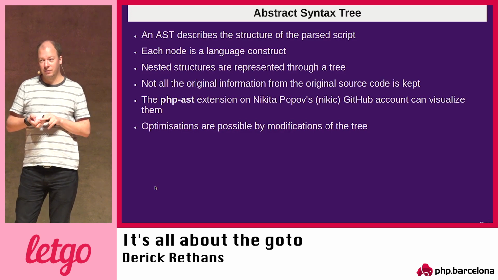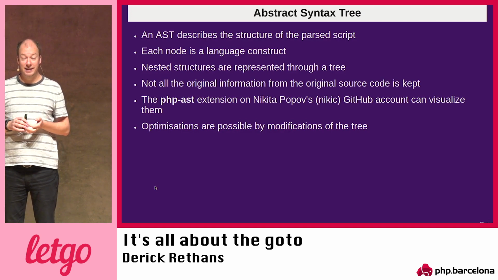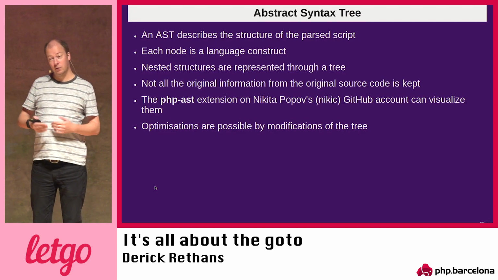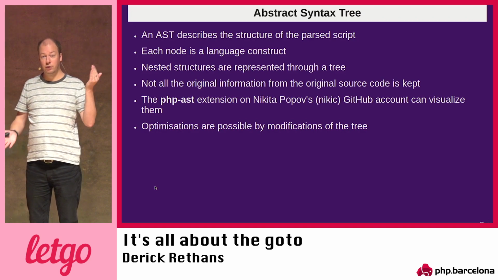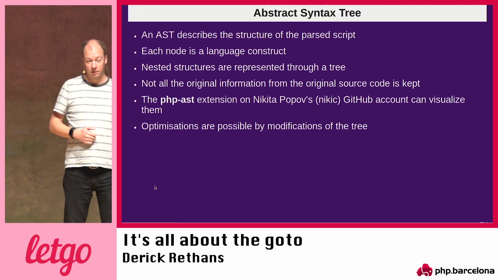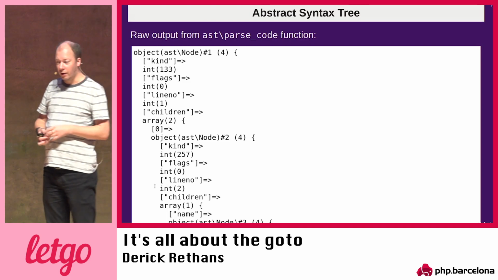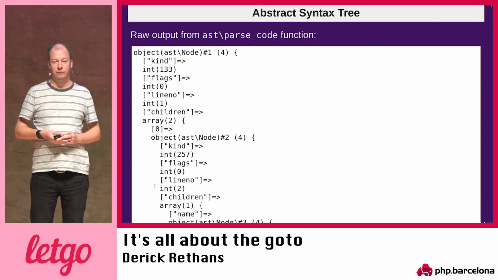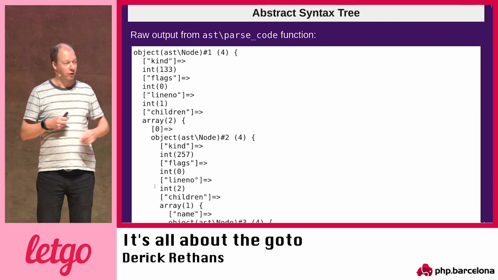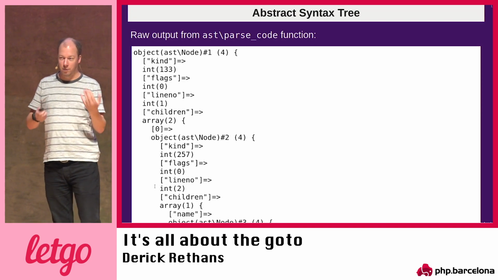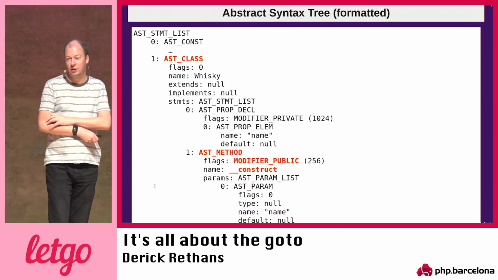There is also an extension written by Nikita called the PHP AST extension that can visualize those trees. And theoretically, it would be possible when you look at the tree to find out whether there are branches that can never be reached. But PHP and opcache currently don't do that. Maybe in PHP 8. Okay, the output of this AST parse code function, which basically gives you the big tree, is a very complicated structure that, well, you can see my scroll bar on the right-hand side. It gets very big. So luckily there's a way of formatting that, and that makes it a little bit easier to read.